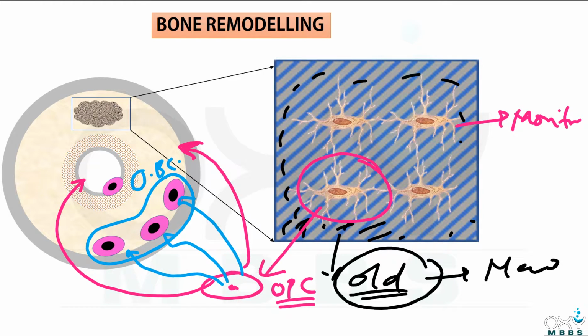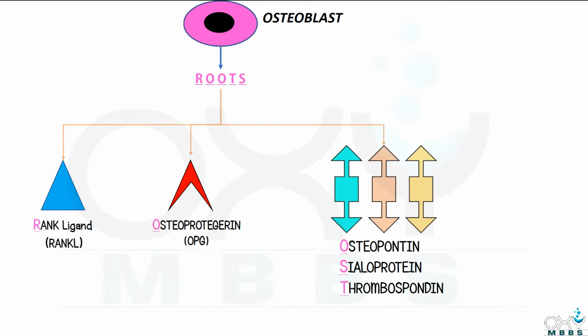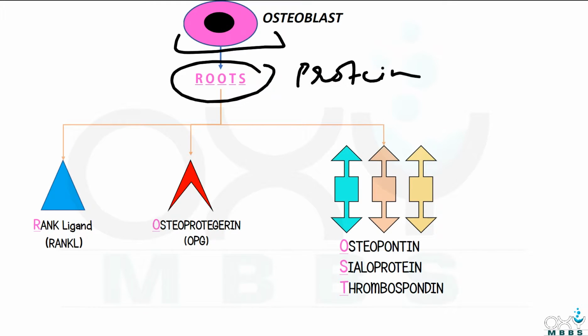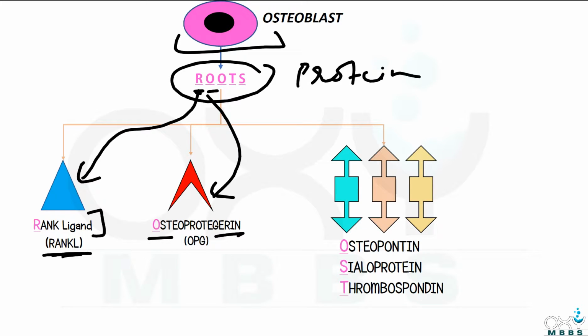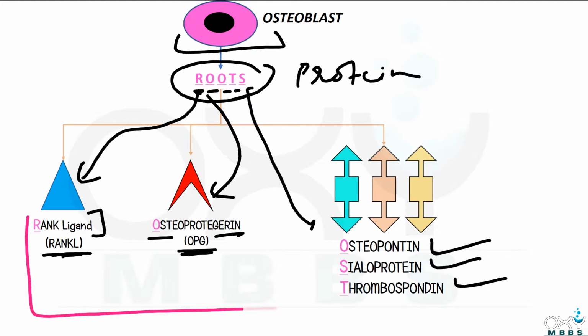And these are osteoblast cells. Now the functions of these osteoblast cells start, and the osteoblast cells secrete ROOTS proteins. So ROOTS are the proteins. From this R, it is RANK ligand protein, and for this RANK ligand we use RANKL as short form. From O, it is osteoprotegerin protein, and for this OPG is used. And from this O, T and S, these are osteopontin, sialoprotein and thrombospondin proteins. Now friends, we will see what the functions of all these proteins are.